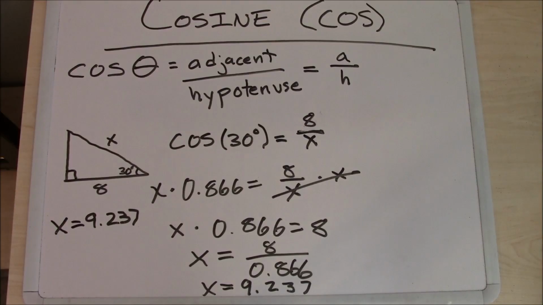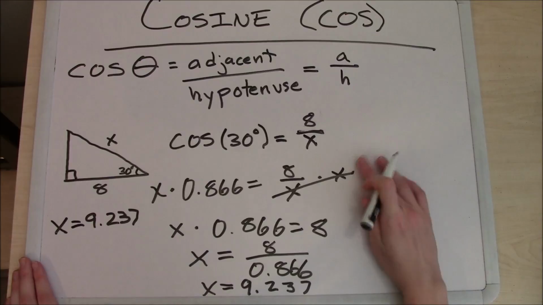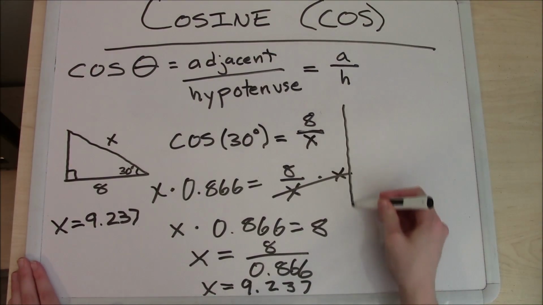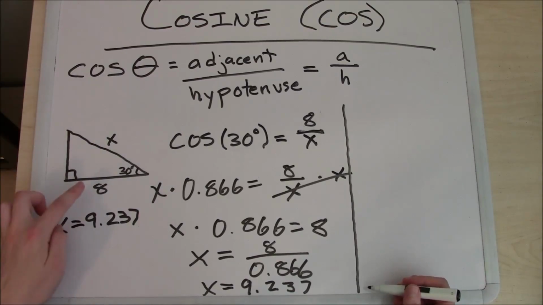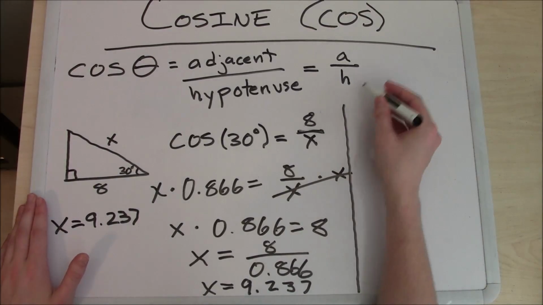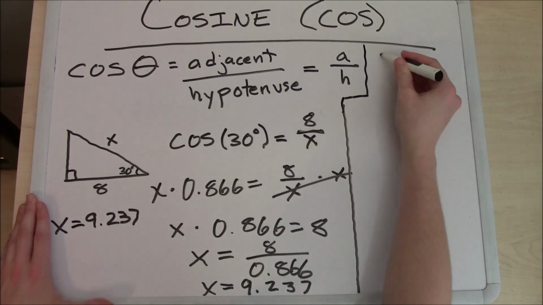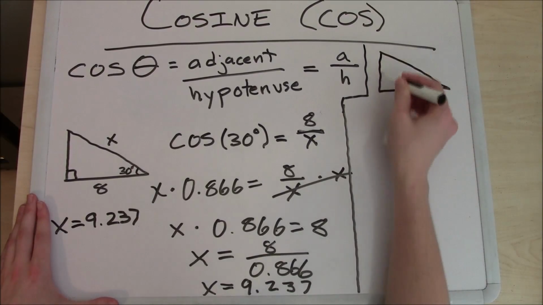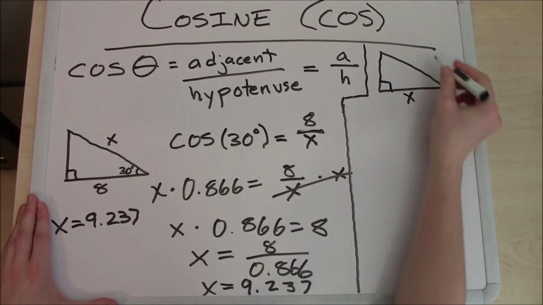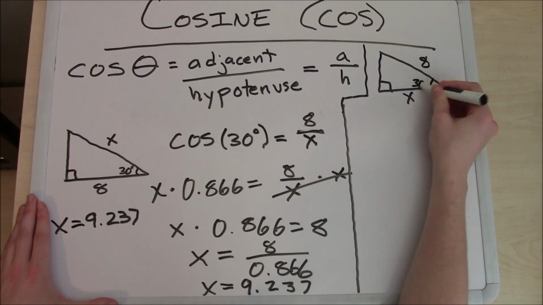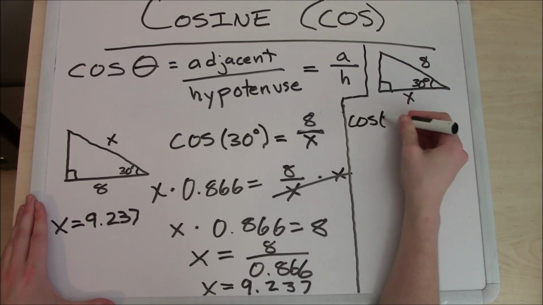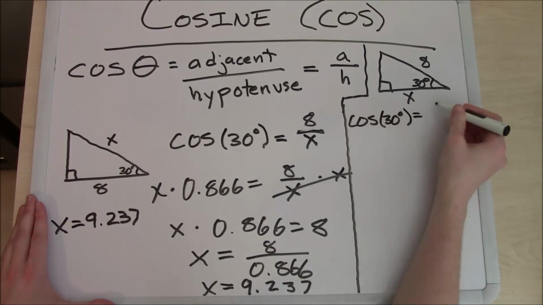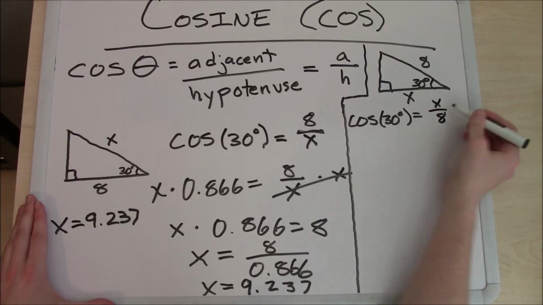Awesome. So what happens if we switch our values? Let's put 8 in the hypotenuse and x as the adjacent. How's that going to affect our problem? So it's going to look like this. Well, we're going to do the same thing. We're going to plug in our values, except we're going to get x over 8.